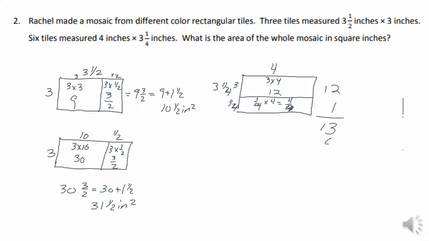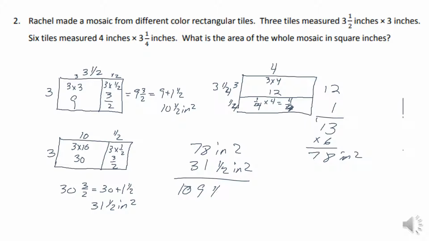Now the 13, it said that there were 6 of those. So we're going to multiply by 6, which is 78 inches squared. So 78 inches squared plus 31.5 inches squared is going to give us 109.5 inches squared.